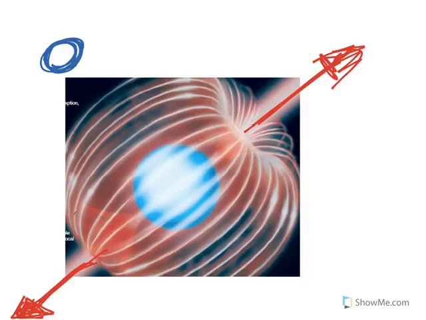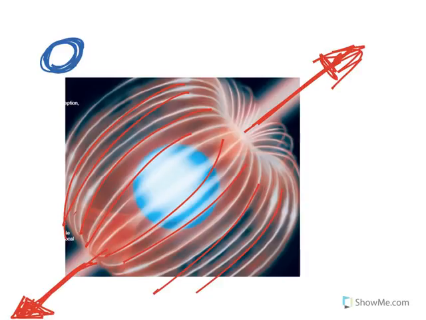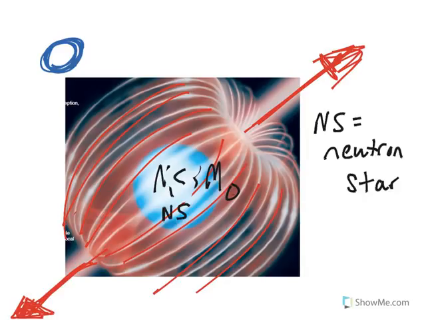Now, let's say we observed this particular star, and we happen to see this glowing gas. And let's say we determine that the mass of this star on the inside is less than 3 solar masses. Then this star would be called a neutron star. And I abbreviated the neutron star NS.